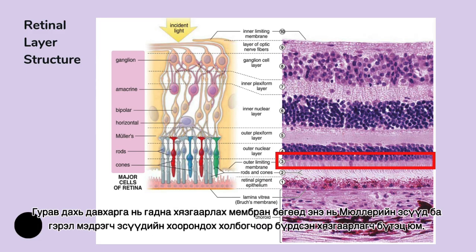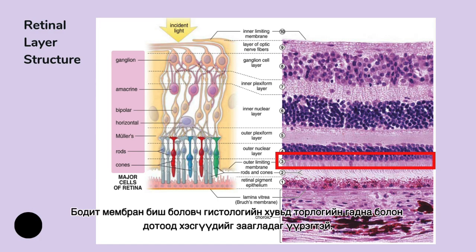The third layer is the outer limiting membrane. It is a boundary formed by junctions between Muller cells and photoreceptors. Though not a true membrane, it provides a structural separation within the retina.